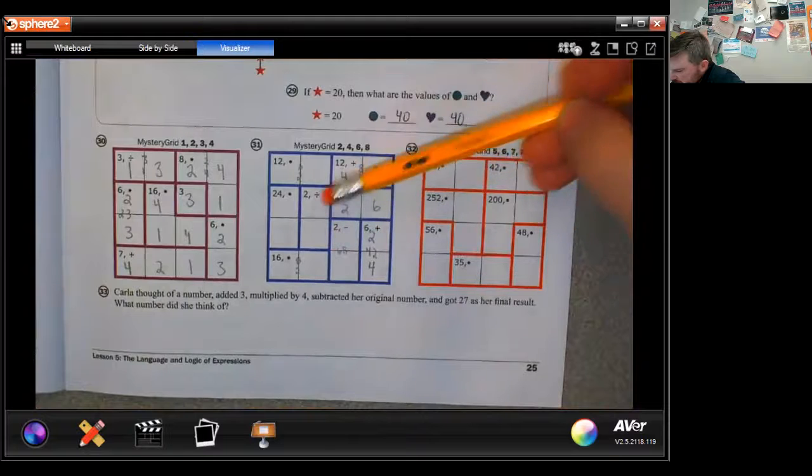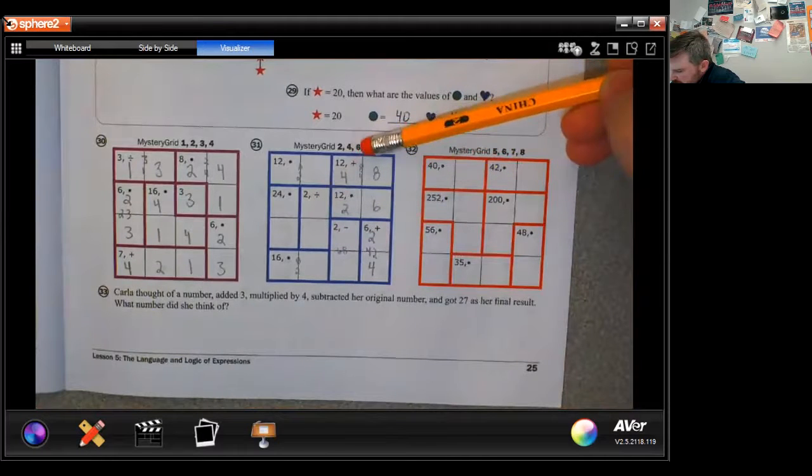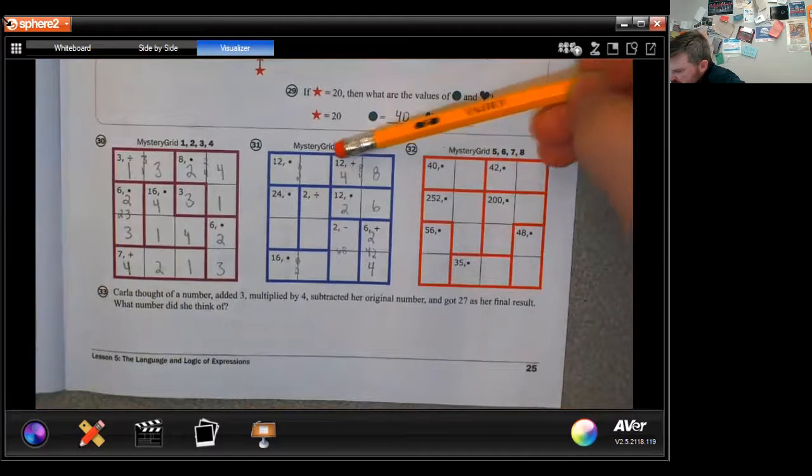Divide to get 2. That could be 8 and 4 or 4 and 2.